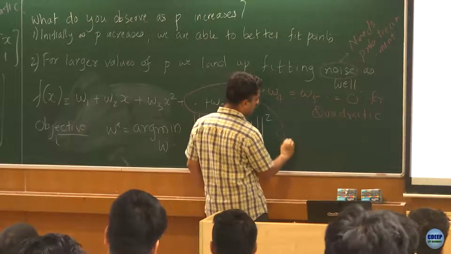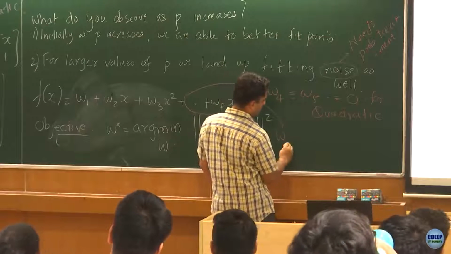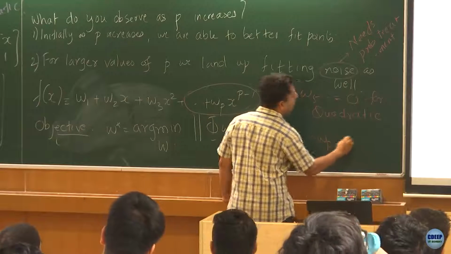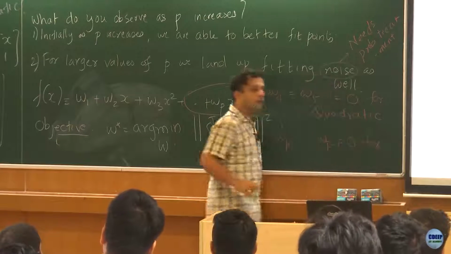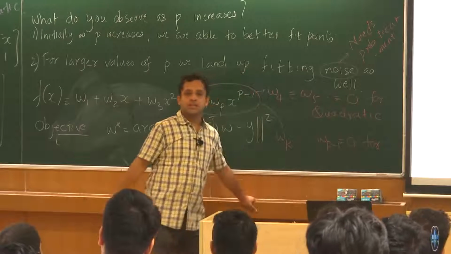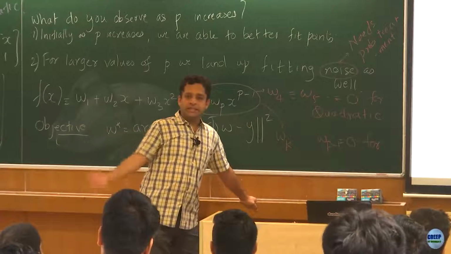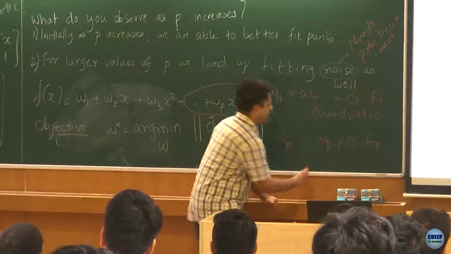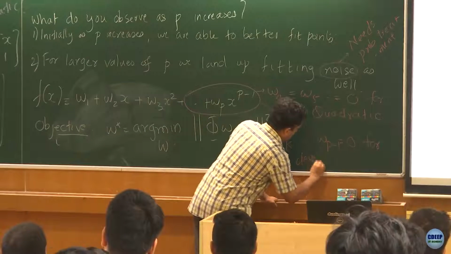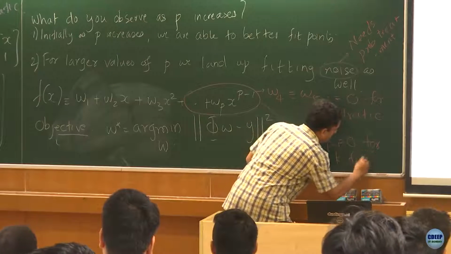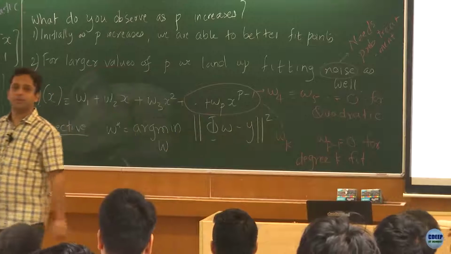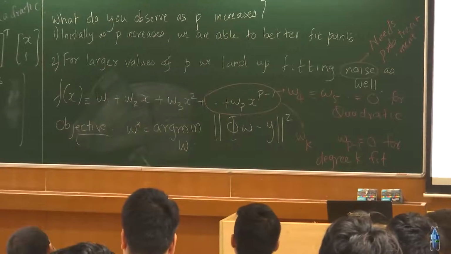W_k to W_{p-1} equals 0 for the kth order fit, right? For a degree k fit, this is what we know. In general, W_k to W_{p-1} will all be 0 for a degree k fit.